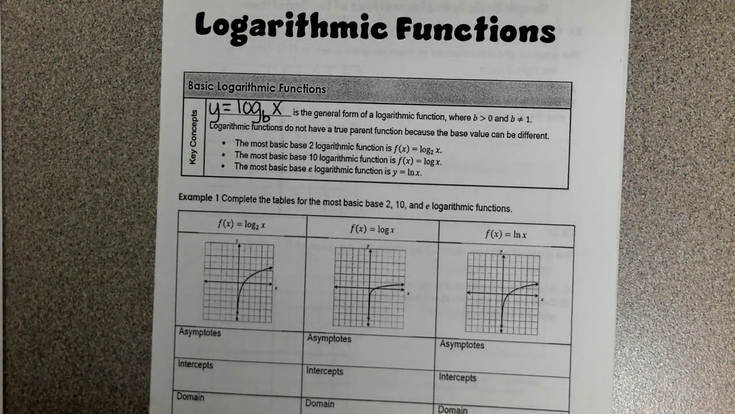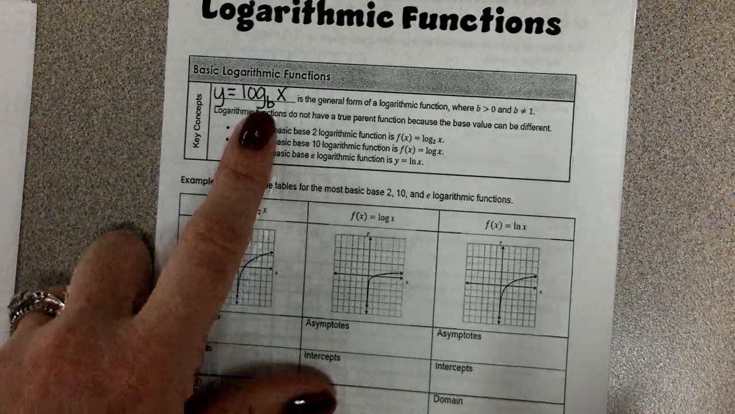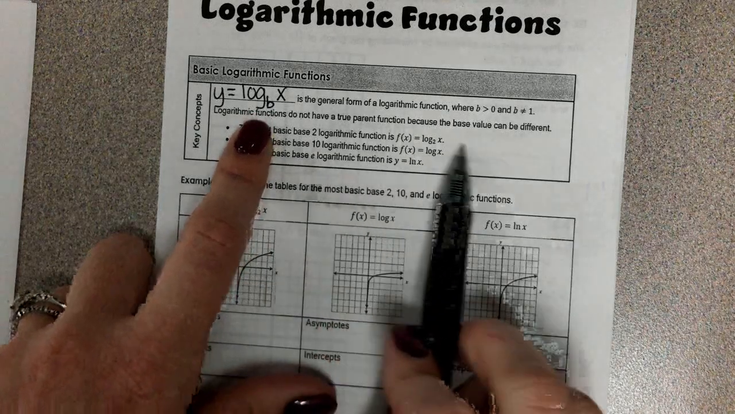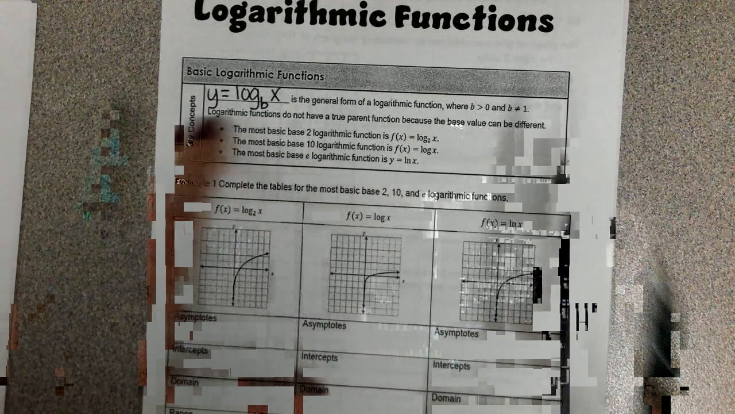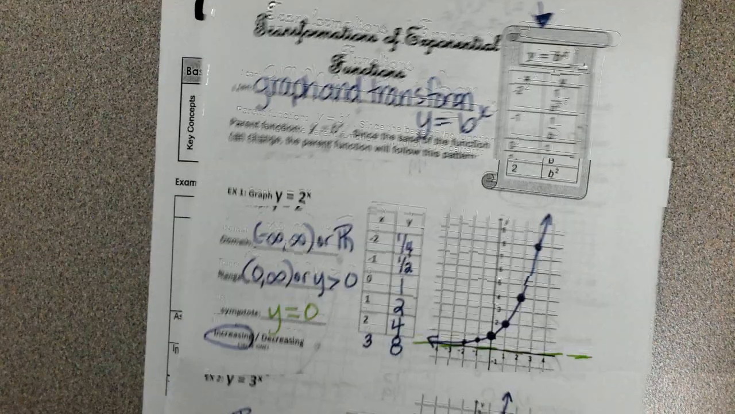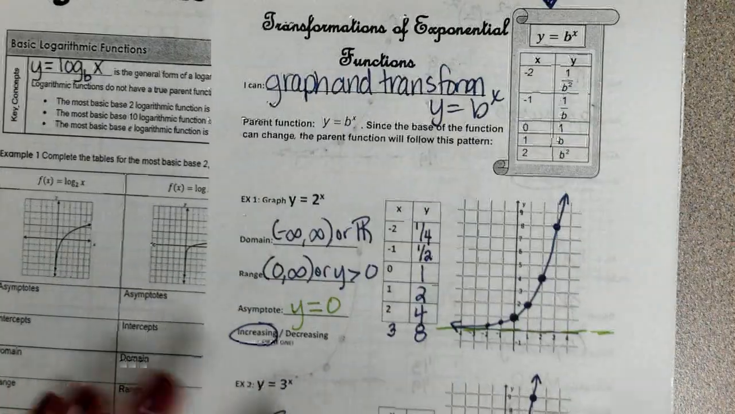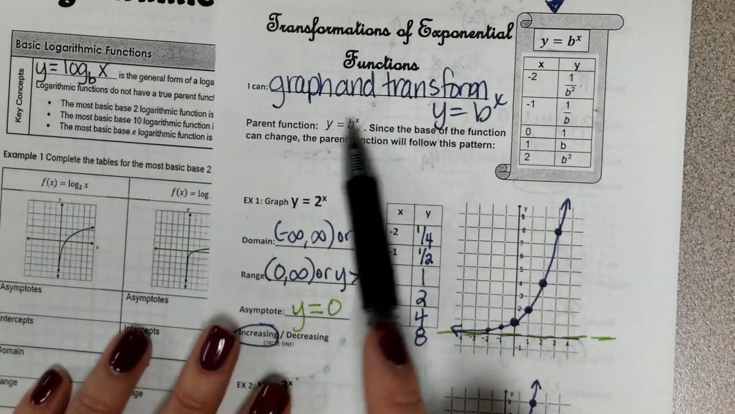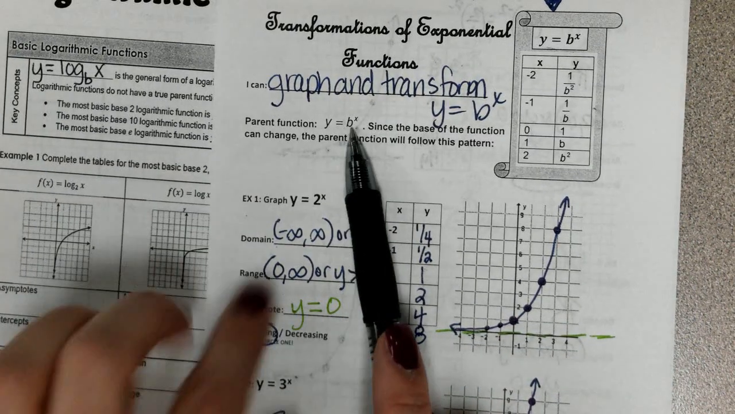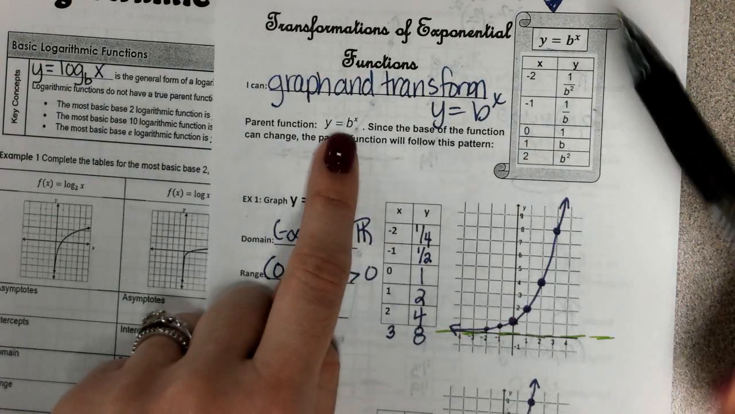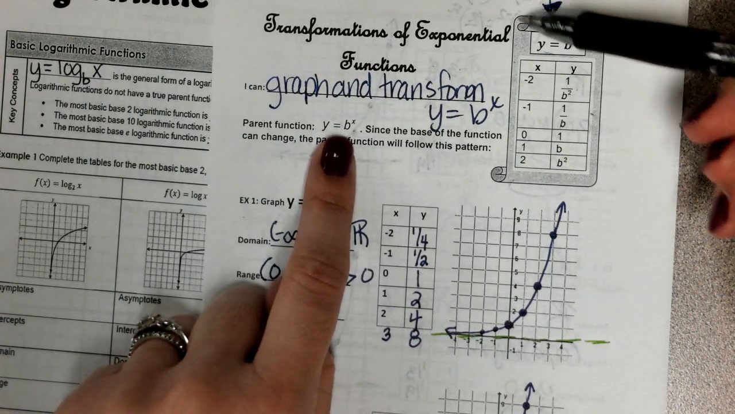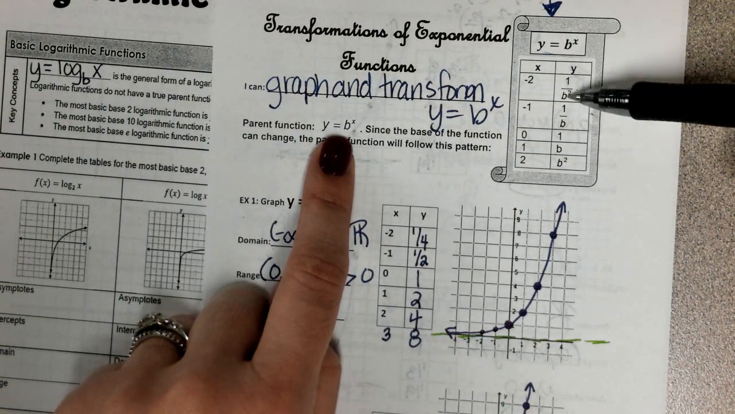It's down below. The thing about log functions is that there is not one true parent function, because the base value can be different. I just went through my stuff and found the notes we did on exponentials, and it was the same thing. There was not one parent function. And this little table is what we used, and we just plugged in whatever our base was for b.